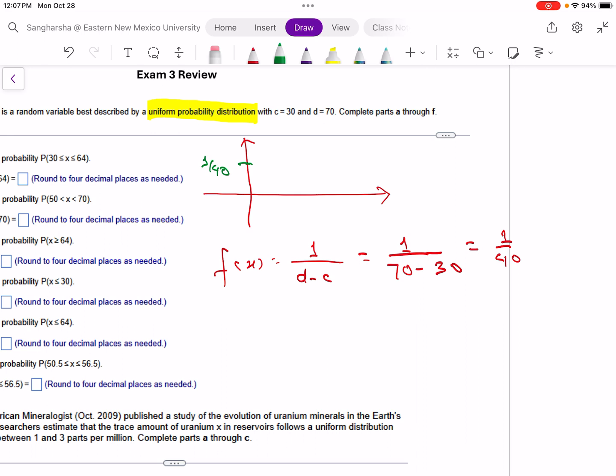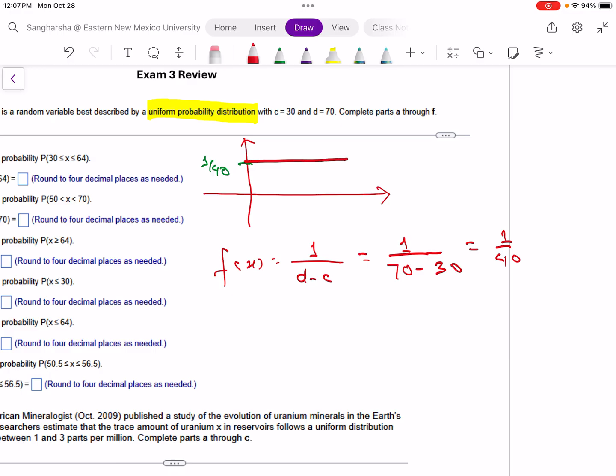Now, how do we draw this? What kind of graph do we get? You have a function equals to a number, 1 over 40. This is a constant function, and we get a horizontal line parallel to the x-axis. So we draw a horizontal line at 1 over 40.